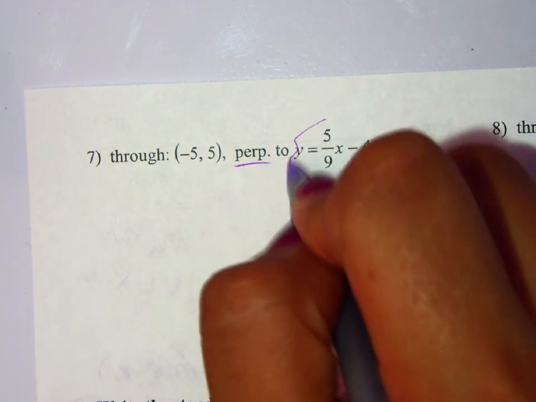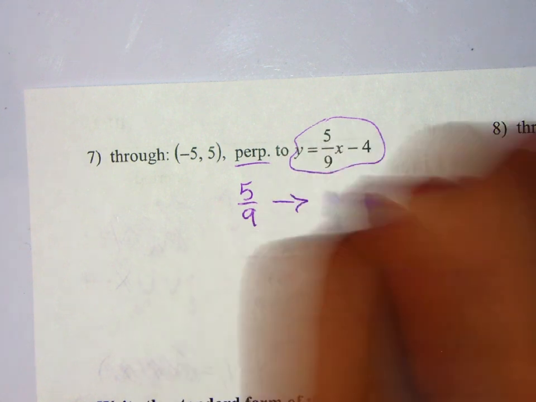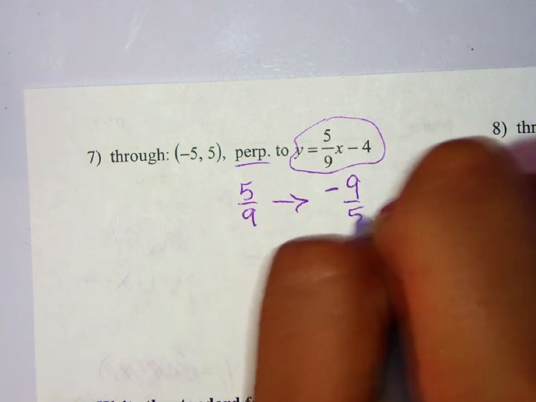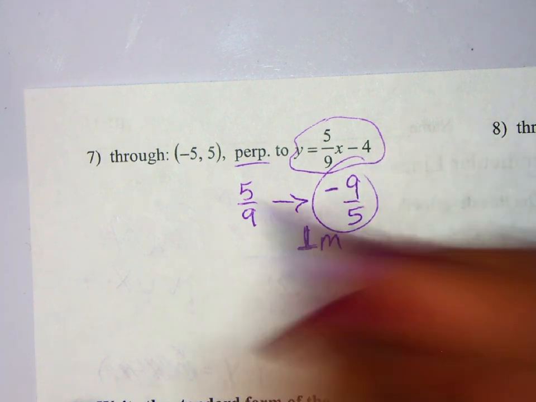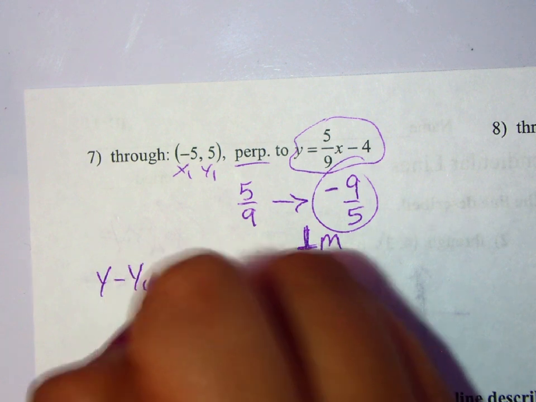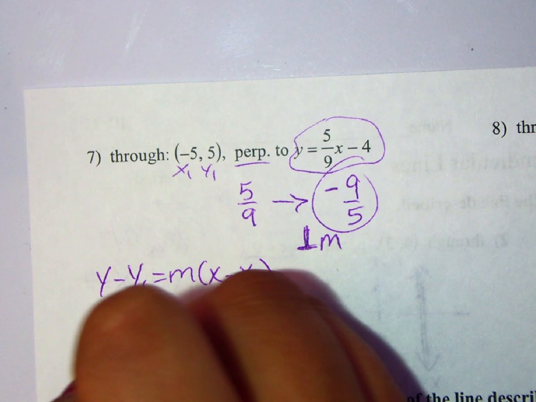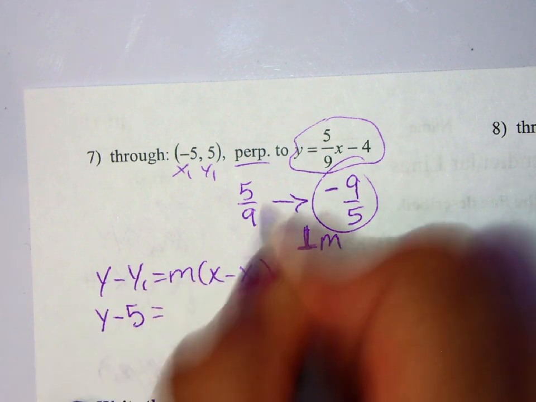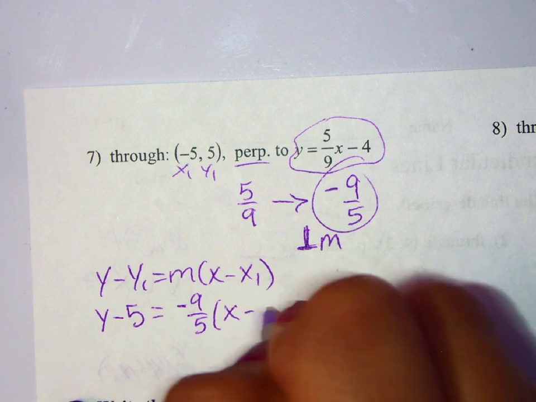I'm going to do 2 more problems. We have perpendicular to this equation. So if right now you have 9/5, that's going to become negative 5/9, or rather negative 9/5 as the perpendicular slope that we're going to use. This is x1 and y1. So y minus y1 equals m times x minus x1. Y minus 5 equals negative 9/5 times x minus negative 5.